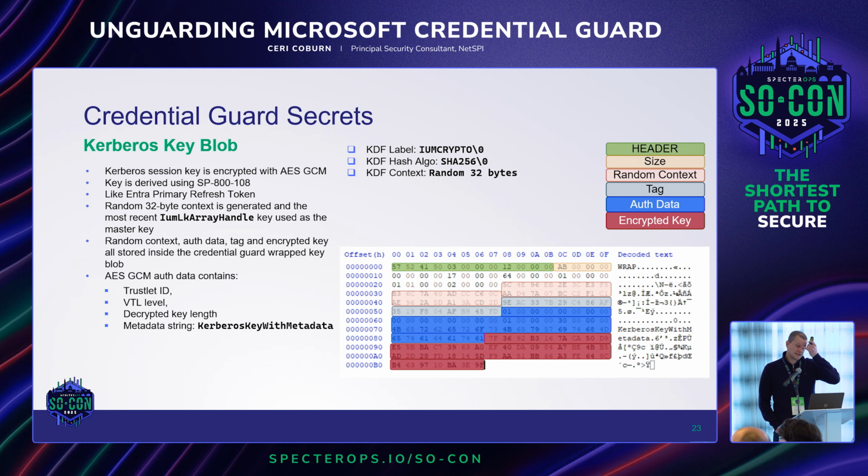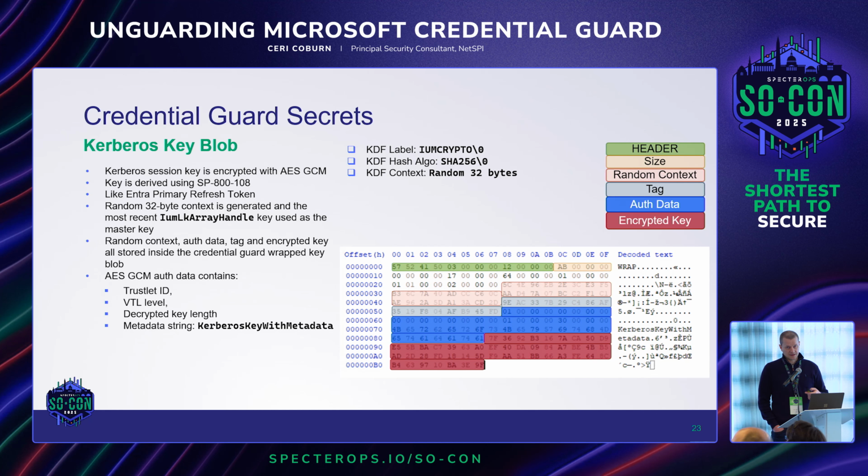The elements that are not highlighted are just certain lengths and version numbers, that sort of thing. But the parts that are actually important to decryption are the highlighted areas. So the random context that gets generated for deriving the key, that's actually included in the encrypted blob. So that's the first part that you'll see in there. And then you'll get the AES GCM. AES GCM is the encryption method they use. You get the AES GCM tag, which is essentially the HMAC, just to make sure that it has decrypted correctly. That gets included in the blob. And then you get the AES GCM auth data.